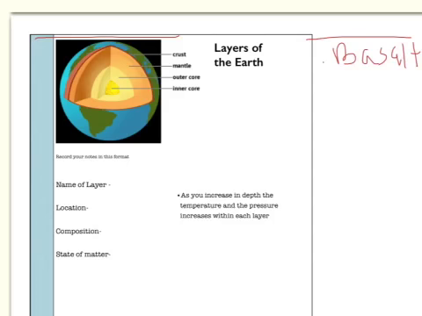The continental crust is made of granite. Granite also is an igneous rock. It makes up all the continents and larger islands that exist on Earth. The continental crust is thicker, but has a lower density compared to the oceanic crust.